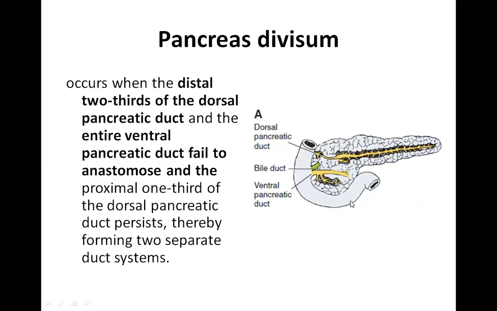Then there may be pancreas divisum, in which the distal two-thirds of the dorsal pancreatic duct and the entire ventral pancreatic duct fail to anastomose. So both have their independent opening into the duodenum. The proximal one-third of the dorsal pancreatic duct persists, thereby forming two separate duct systems. So there will be minor and major duodenal papillae with the two openings of the ducts.